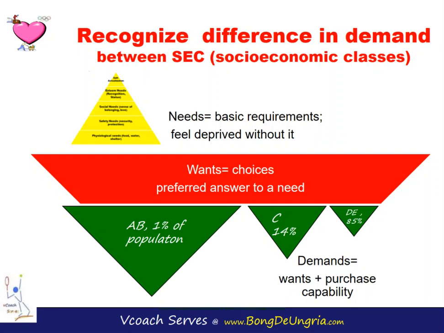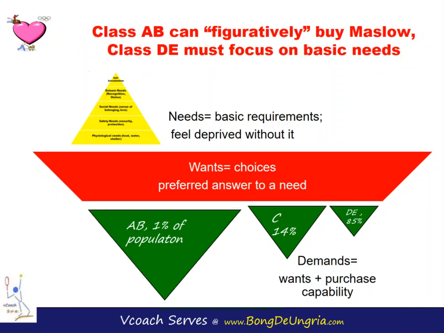Again, just to emphasize the similarity or the difference, if you look at AB, they can literally or figuratively buy all of their needs. But if you go to DE, their demand or their purchase capability is smaller than all their needs, and therefore they have to choose or prioritize which needs to satisfy. So that's the inequality as far as the capability to purchase.